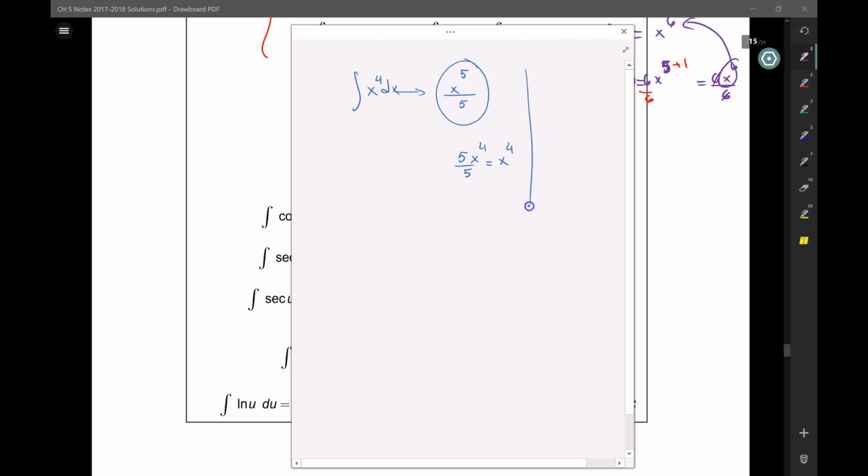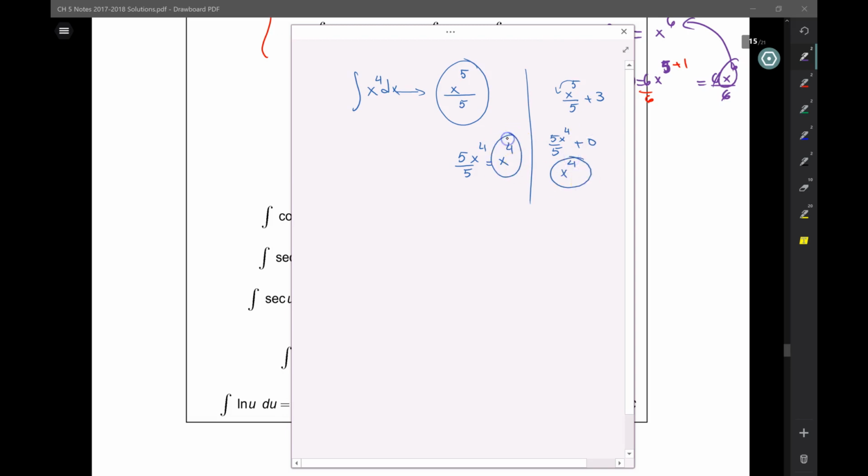I'm taking a derivative now. It should be 5x to the 5th over 5? No, that was when we were going backwards. Okay? So now, suppose I had x to the 5th over 5 plus 3. Now let's take a derivative. What would I get? 5x to the 4 over 5 plus 0. So I get x to the 4.